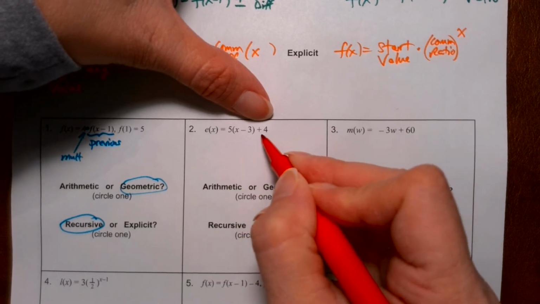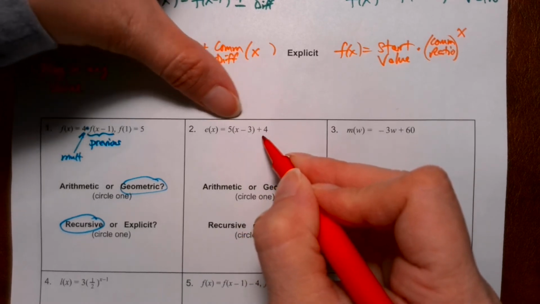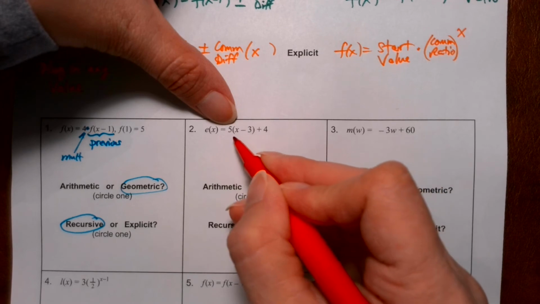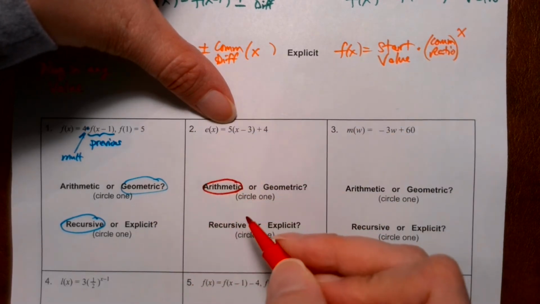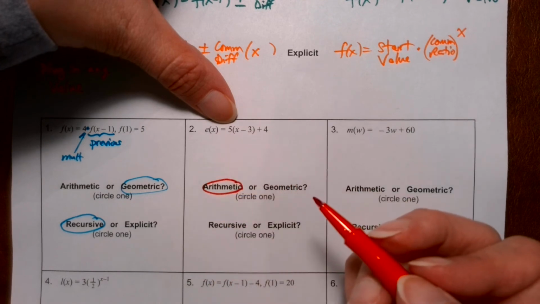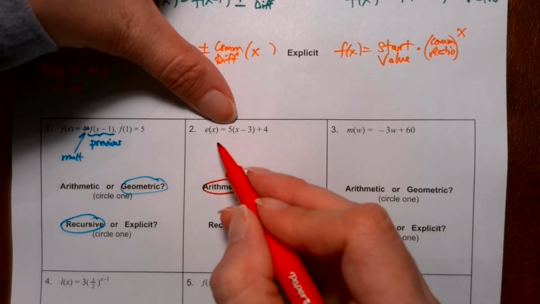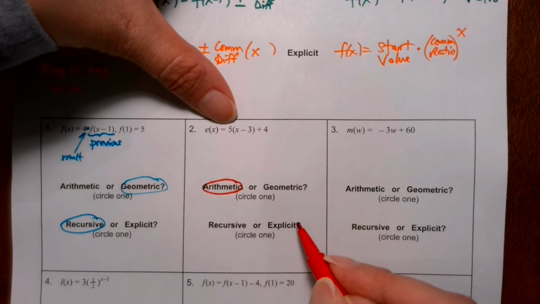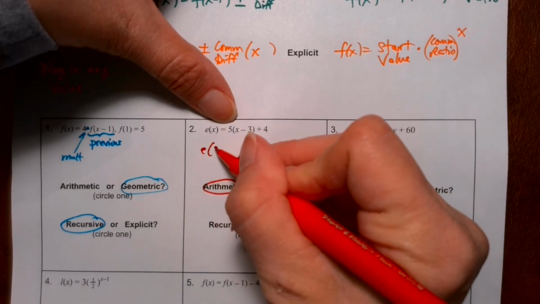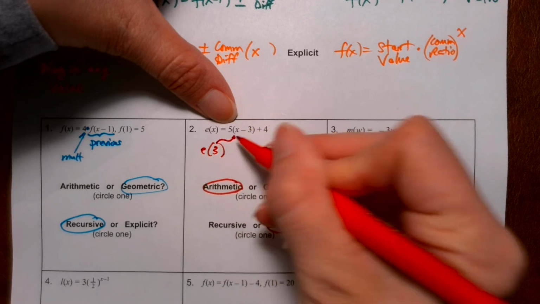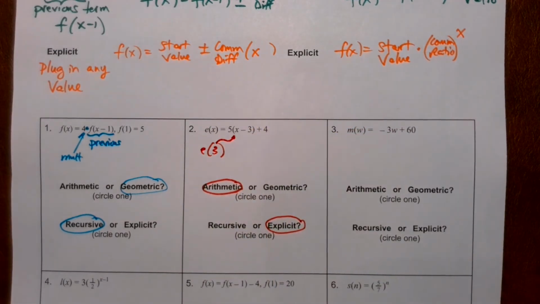Okay, number 2. E of x equals 5 times x plus 4. Okay, so the 4 is the starting value, and then we're adding 5 a number of times. So this is definitely arithmetic, since we're adding a 5. And since I do not see previous anywhere, this is going to be explicit. Okay, I can calculate E of 3 by simply plugging a 3 into the equation. I can plug in any value.